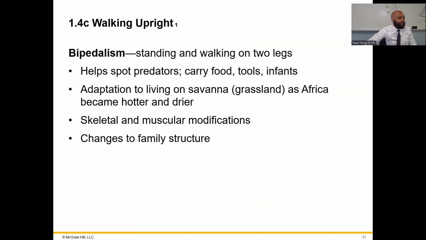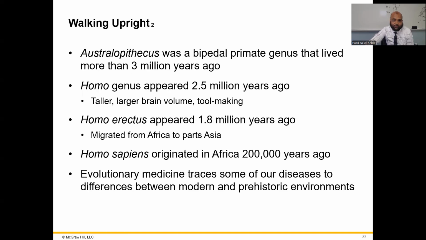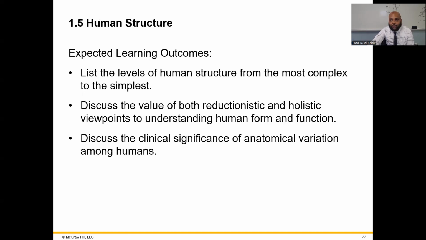What is bipedalism? It means you're walking on two feet, and that is very favorable to our survival, because you can spot and look if there are any predators. This just shows you a record of how many millions of years ago we started to rise and walk on our feet.